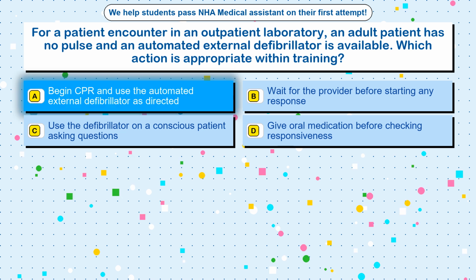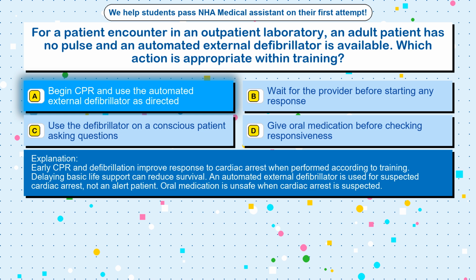The correct answer is option A, begin CPR and use the automated external defibrillator as directed. Early CPR and defibrillation improve response to cardiac arrest when performed according to training. Delaying basic life support can reduce survival. An automated external defibrillator is used for suspected cardiac arrest, not an alert patient. Oral medication is unsafe when cardiac arrest is suspected.